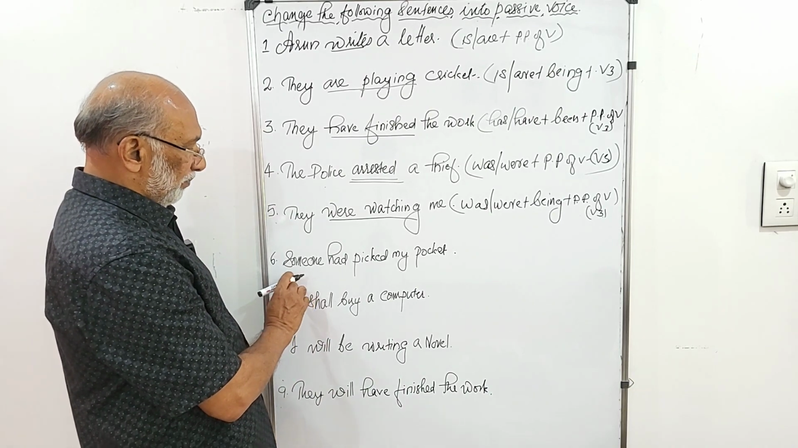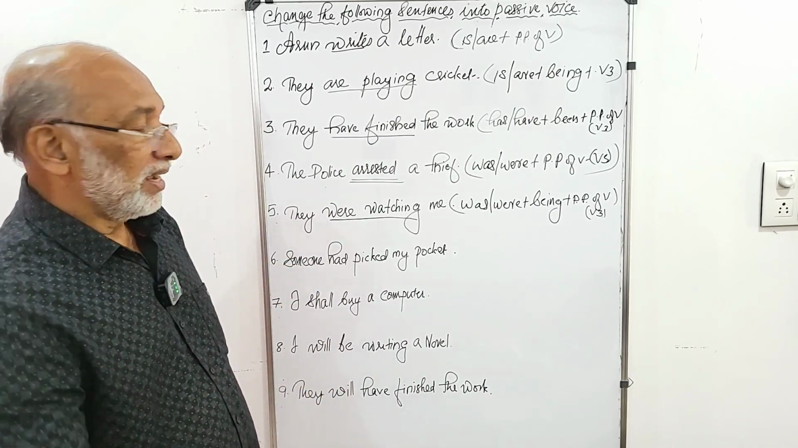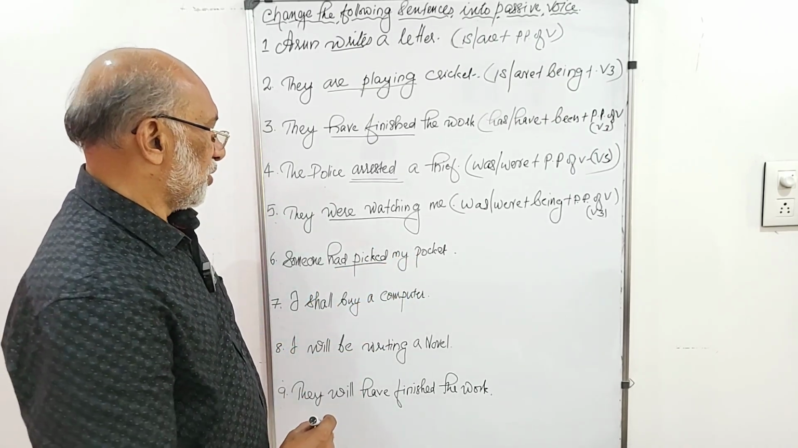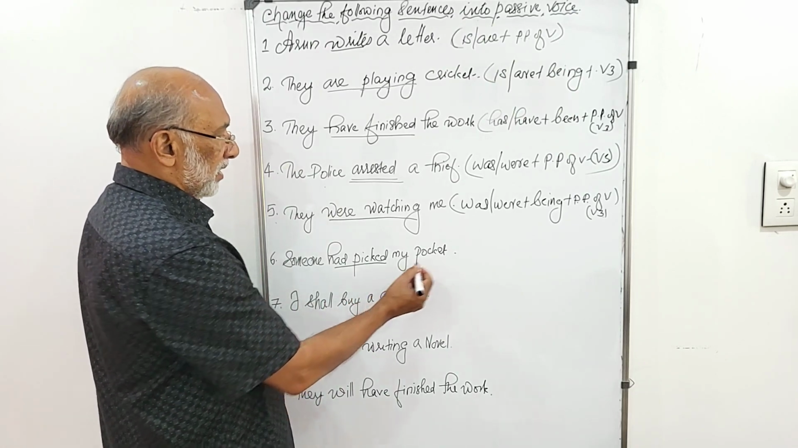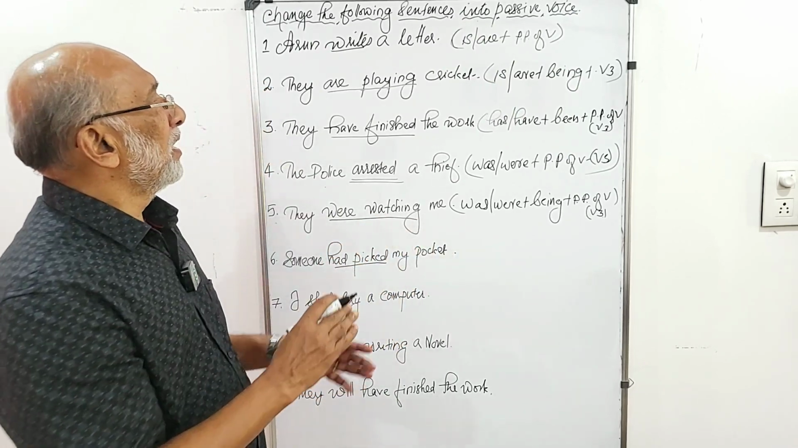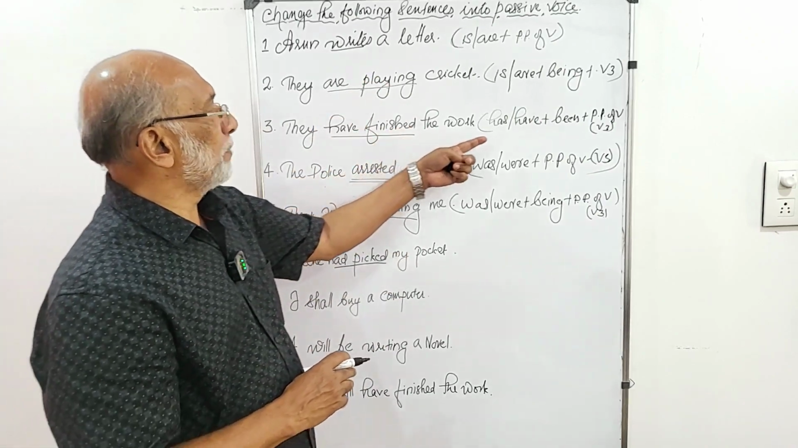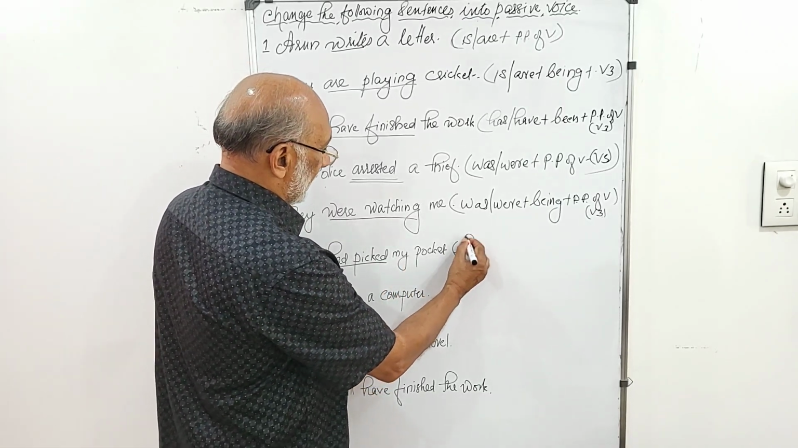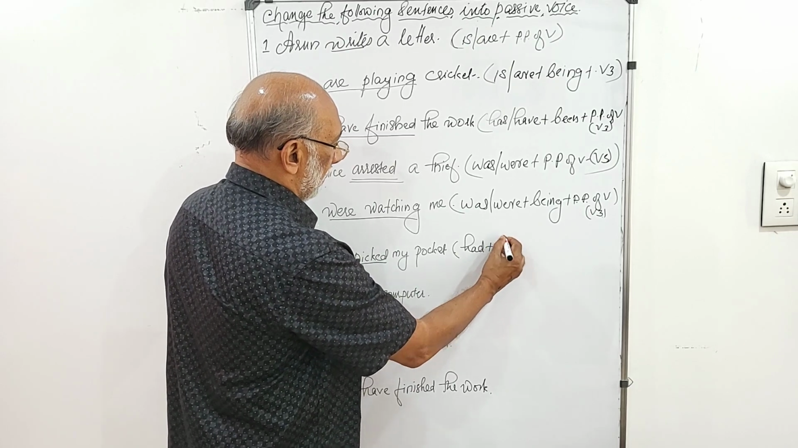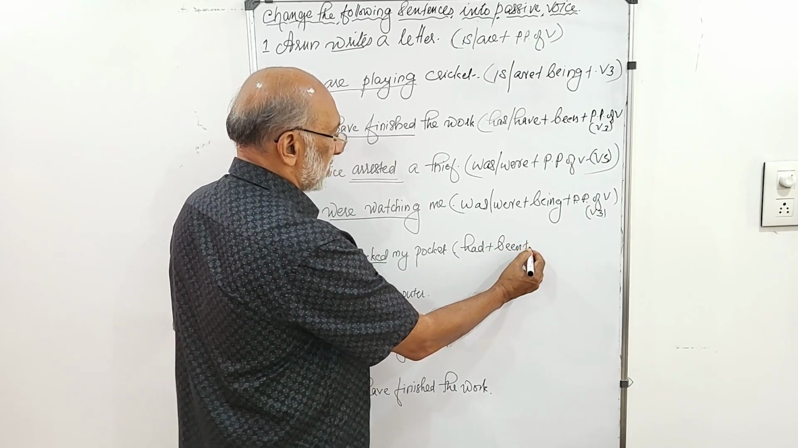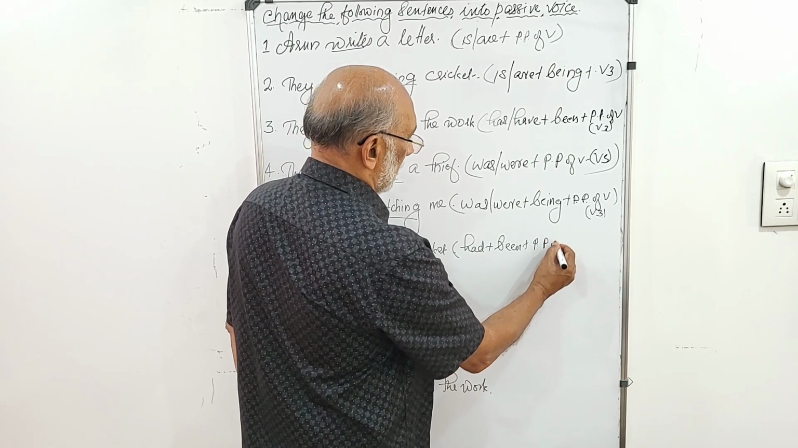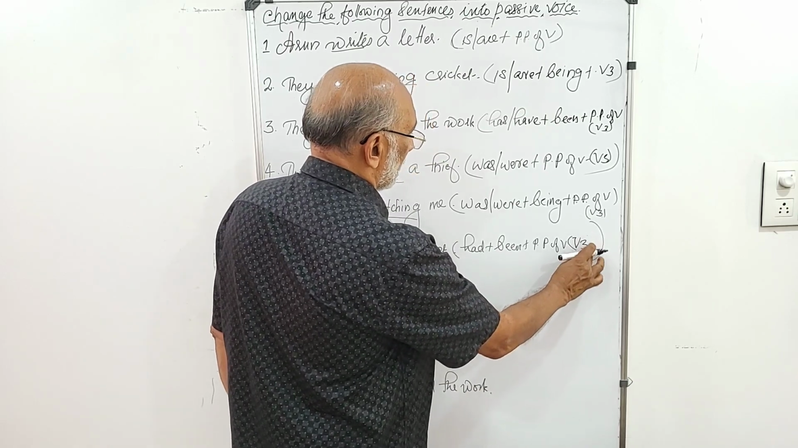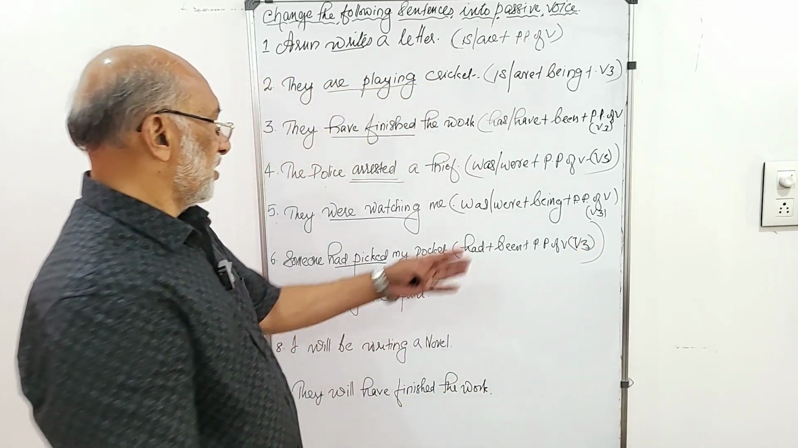Now coming to the sixth one, that is past perfect, and the last one in past tense. Someone had picked my pocket. Here there is no difference as we have in the case of present perfect, has or have. Here only had is there. Had plus been plus past participle of verb or V3. That will be the structure of the sentence in the passive.